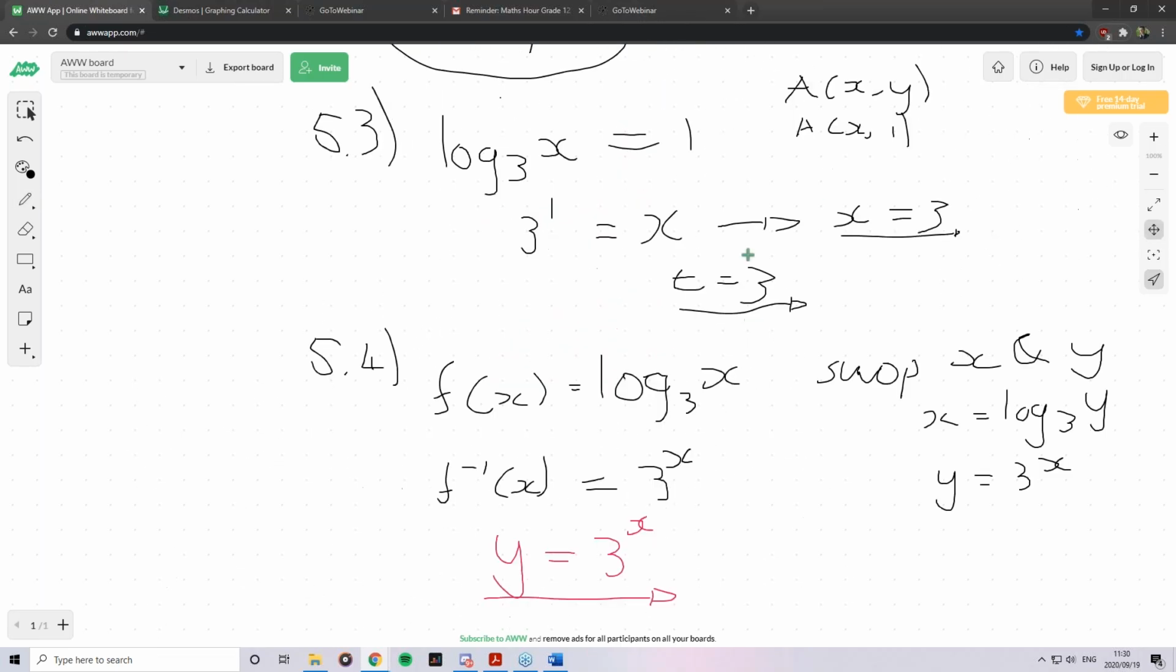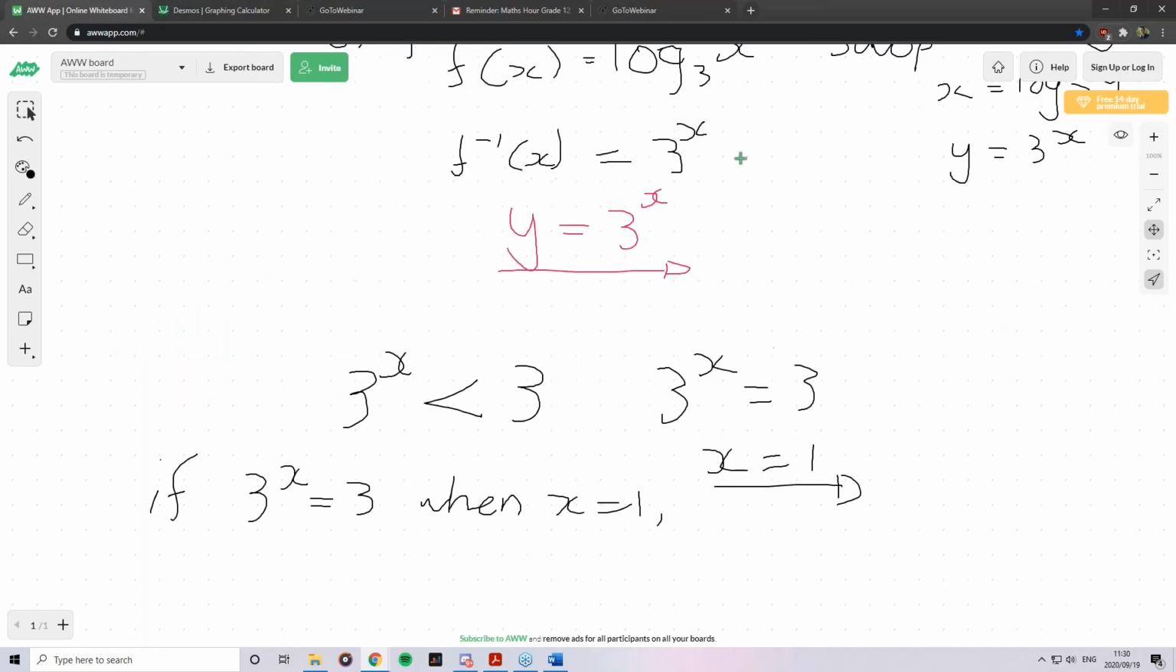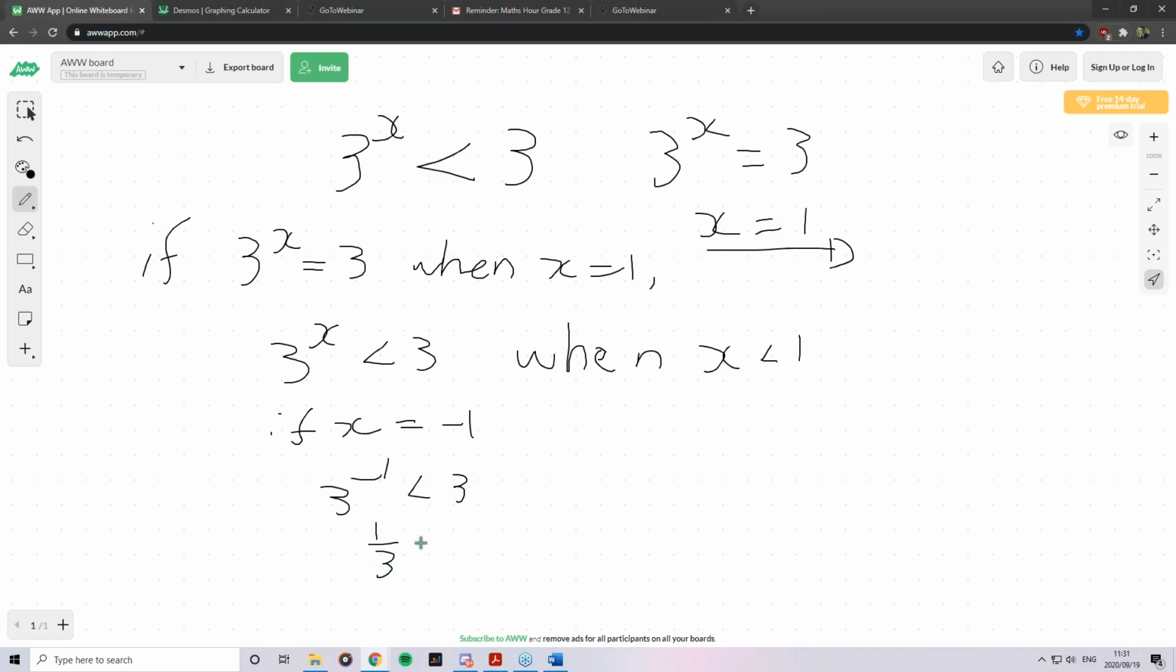And they're asking for the inverse. If the function looks like this, then it is going to be increasing, right? Then I can just say, if 3 to the power of x is equal to 3 when x is 1, then 3 to the power of x is less than 3 when x is less than 1. And we can check this. If x is minus 1, it becomes 3 to the minus 1 is less than 3. And this is true because this is 1 over 3.